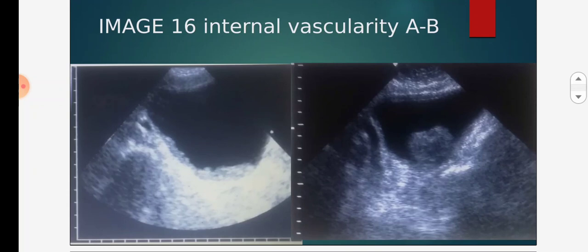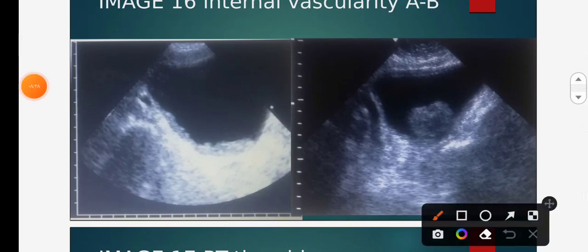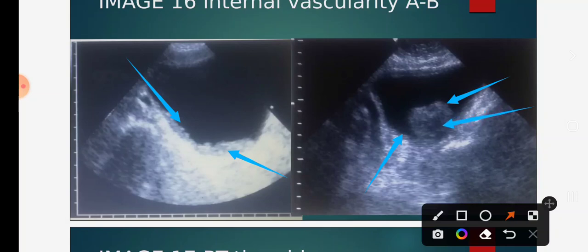16, internal vascularity, A and P. Image A and P. I see internal vascularity in this mass and other things. This is called the focal mass, and this is called the diffuse mass. The diffuse mass involves the whole wall of the urinary bladder, and the focal mass can be found as an oval mass or an irregular, speculated mass.